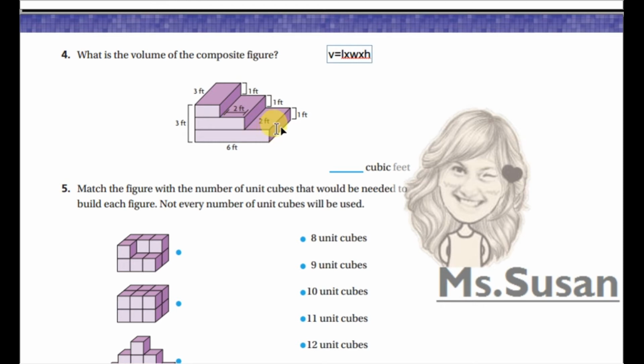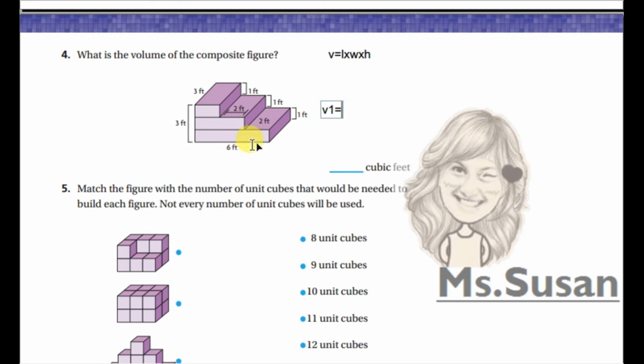Okay, all the 3 shapes had the same height. 1, the height here is 1, the height here is 1, the height here is 1. But it has different length. The length here is 6. The length here is 6 minus 2 will be 4. The length here is 4 minus 2 will be 2. Okay, so let's find V1, V2, and finally V3. Then add them all together.